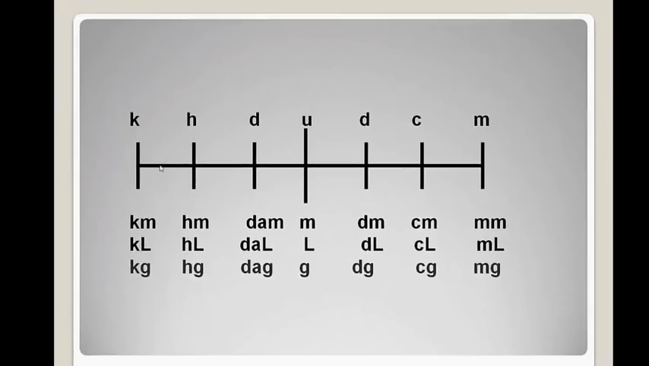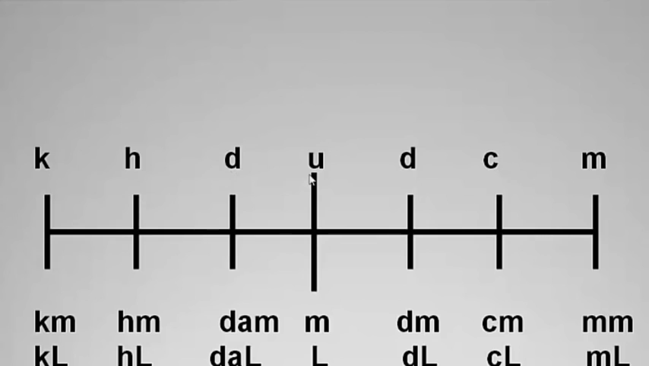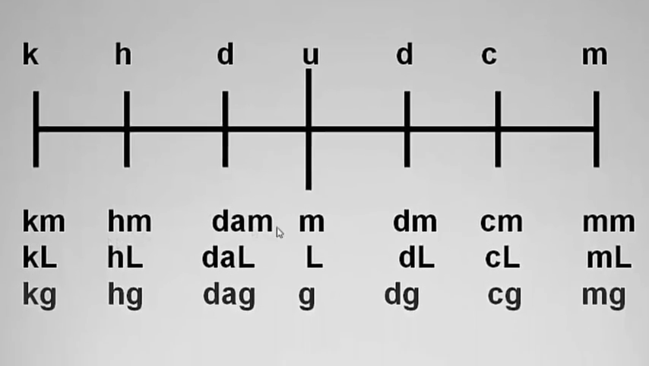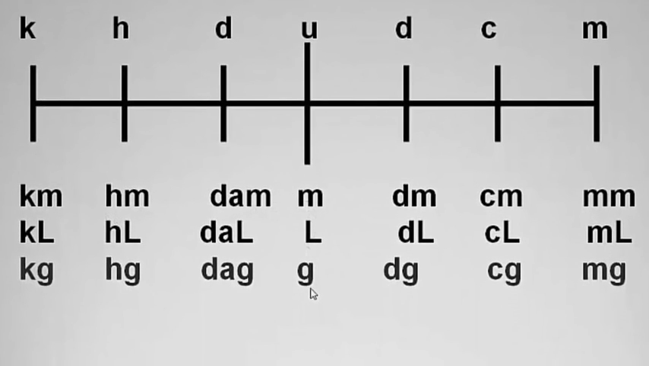So here's my metric slider. King Henry died unexpectedly drinking chocolate milk, with the meter, the liter, and the gram. Again, to put these together, km would be kilometer, hl would be hectoliter, da or dkg would be decagram, deciliter, centiliter, and milliliter.